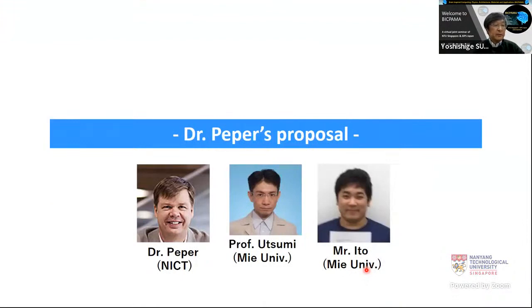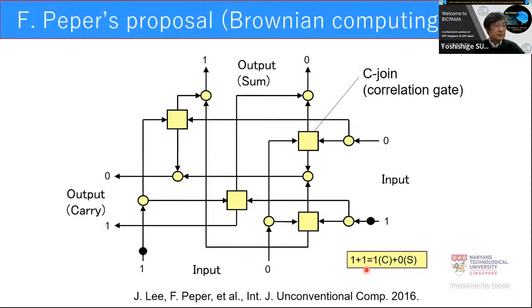Next, I will explain our numerical simulation of the Brownian circuit. The work was done by Dr. Utsumi of Mie University. Here is an example of a Brownian circuit. It is a half-adder that was proposed by Dr. Peper of the NICT. Black dots are information tokens.